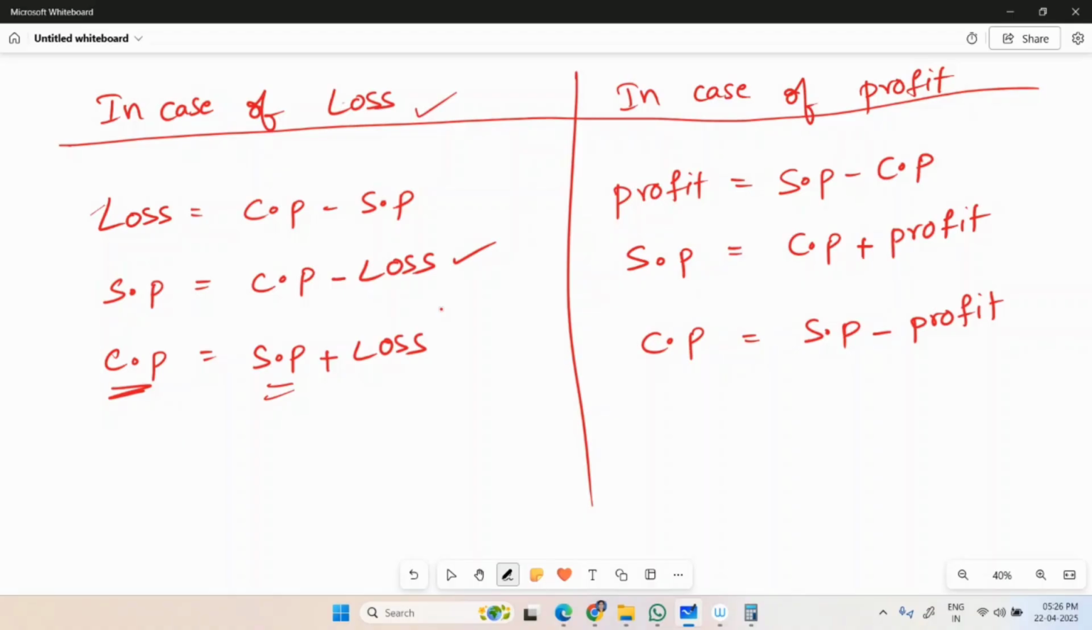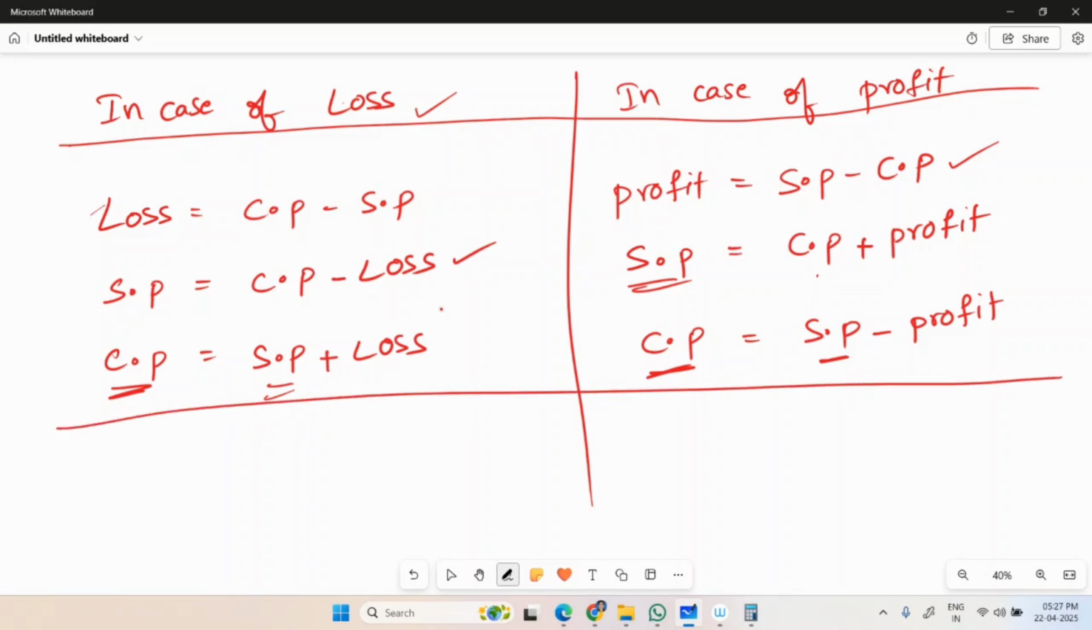These are all in case of loss, whereas in case of profit, we know that the profit formula is selling price minus cost price. If you had to find out selling price, you had to add the profit to the cost price, and if you find out the cost price, you had to subtract the profit from the selling price, just opposite to the loss. These formulas will help you to find out selling price and cost price in case of loss and in case of profit. You can note down these formulas if you want.